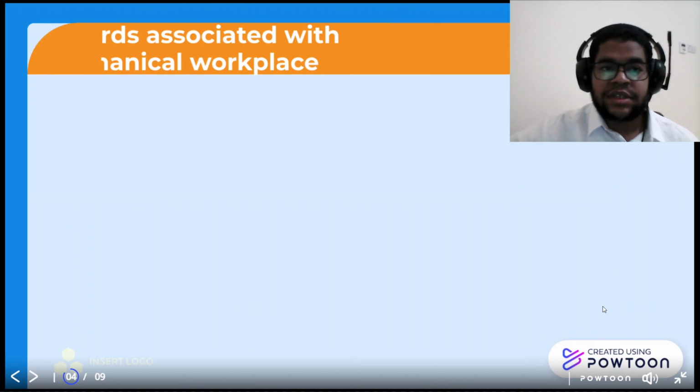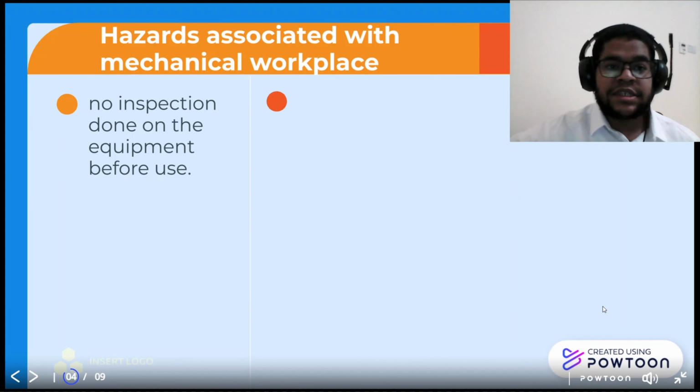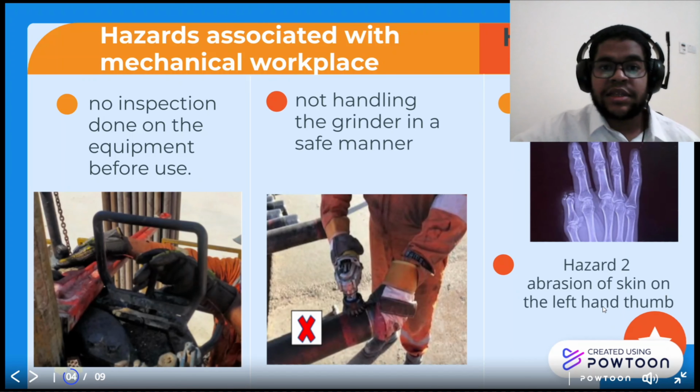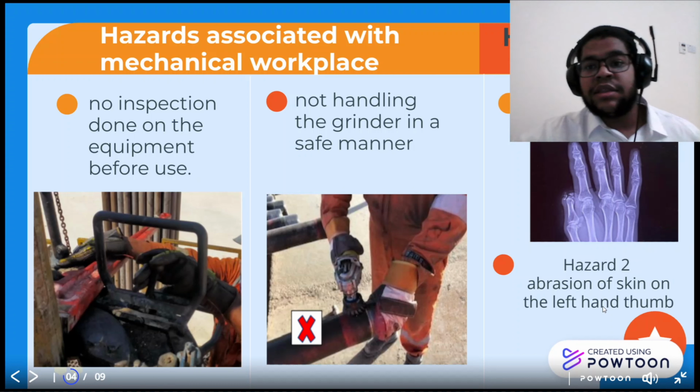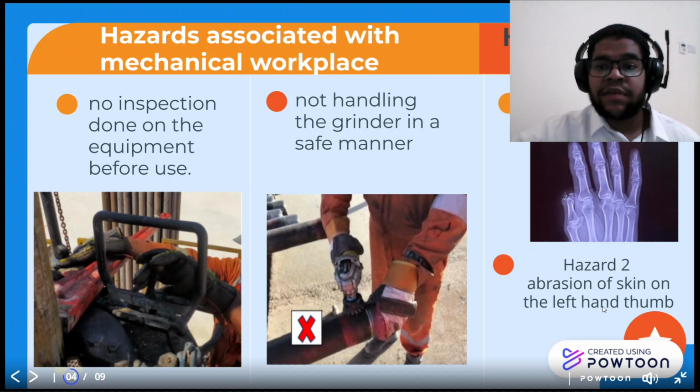Next is the hazard associated with mechanical workplace. The first is no inspection done on the equipment before use, and not handling the grinder in a safe manner. The first worker was planning to remove the drill collar from the power tongue after it got stuck, so he used the wrench to help loosen it and remove it. The second worker was holding a grinder with his right hand and the pipe that he wanted to buffer with his left hand. The first worker got a broken thumb in his right hand, and the second worker an abrasion of skin on the left hand after the grinder slipped because of the wind and turned off the glove.